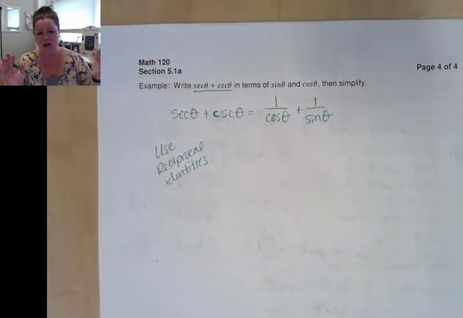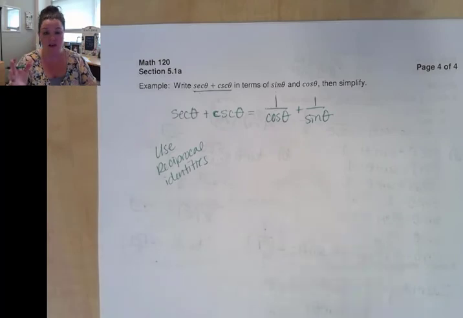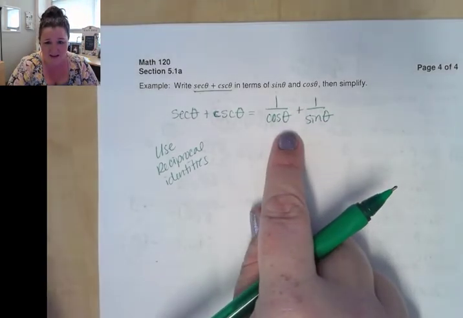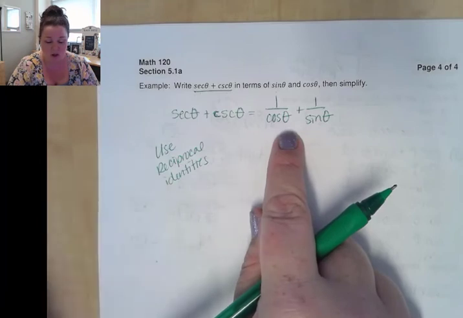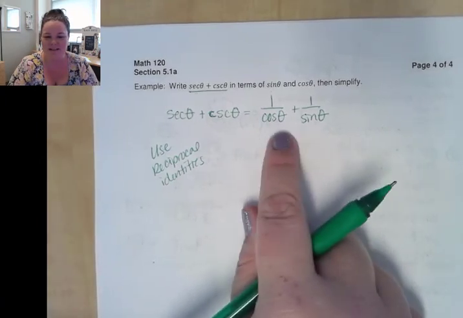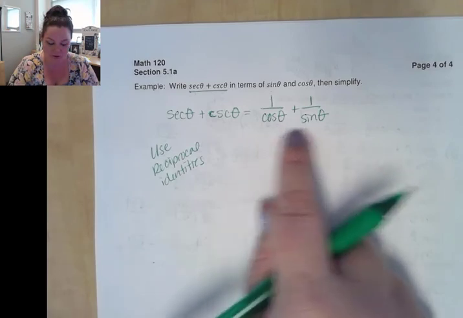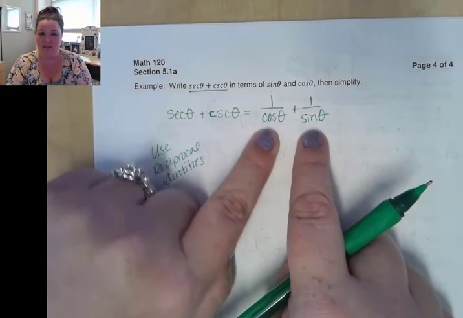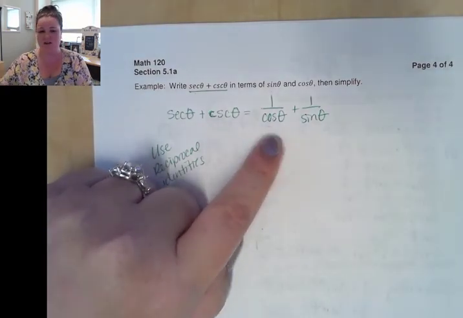Now, unfortunately, in our book, or in our software, a lot of the times we won't let you leave it like that, which is bothersome to me. But they always want it written as one term. So if I wanted to write this as one fraction, I would need to get a common denominator, right? So just a little refresher.